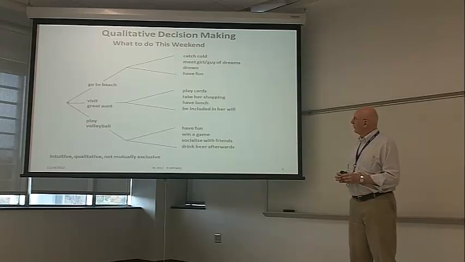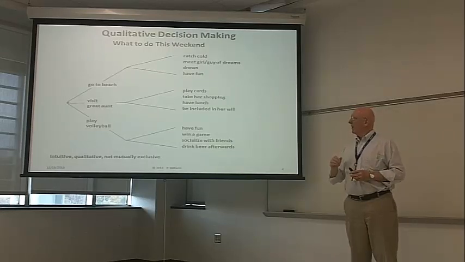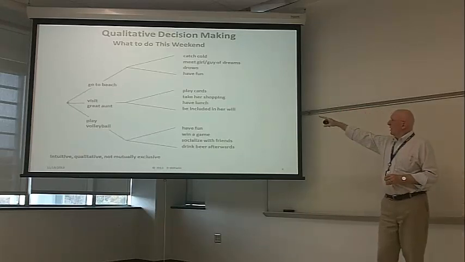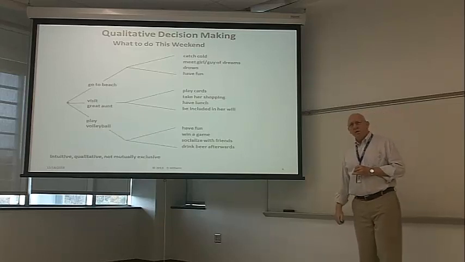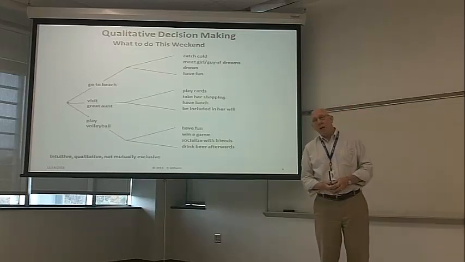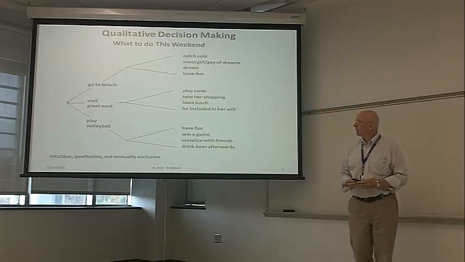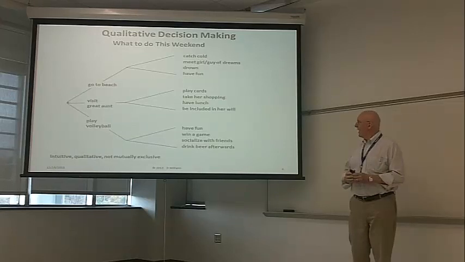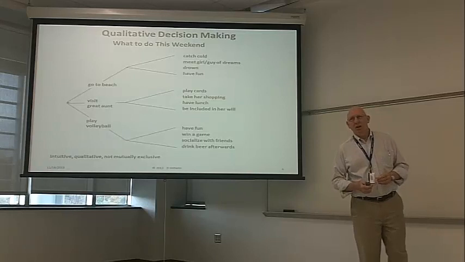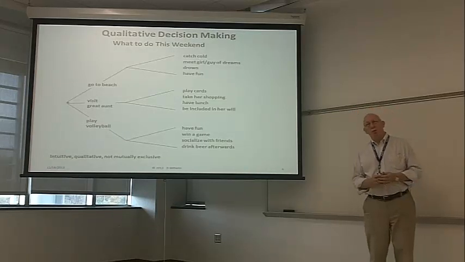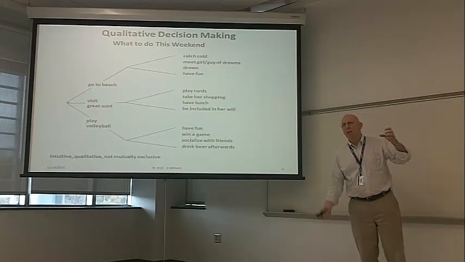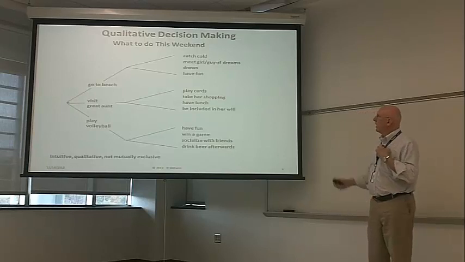Whether we do those or not, we can figure out what's more likely and base our decision on that, but we don't get quantitative about it. If we visit our great aunt, we could play cards, take her shopping, have lunch with her, perhaps be included in her will. Or we could play volleyball. We could have fun, win a game, socialize with friends, drink beer afterwards. If it's a real friendly, calm game, we could drink beer during the game. Beer left hand, hit the volleyball right hand.